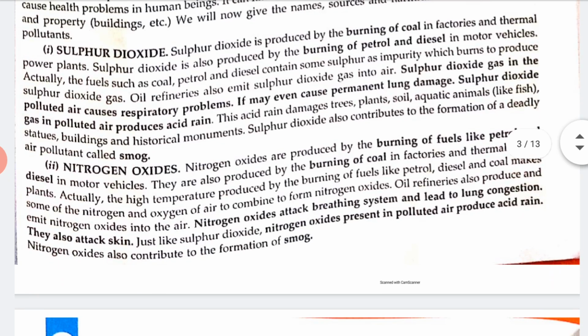Now let's talk about the next one, that is nitrogen oxide. Nitrogen oxides are produced by the burning of fuels like petrol and diesel in motor vehicles.